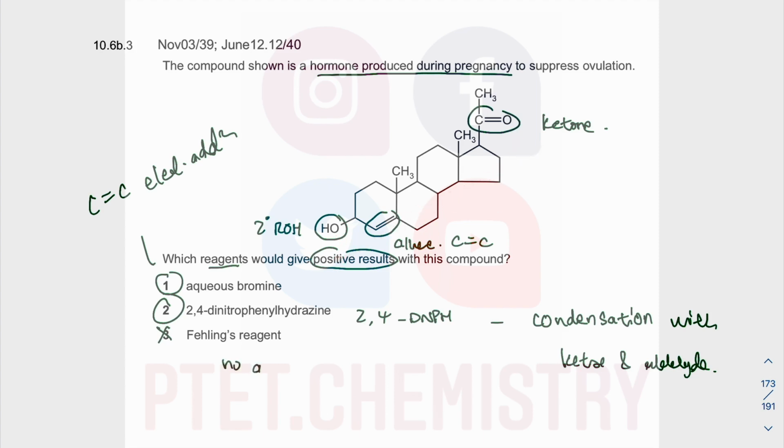So there's no aldehyde, and it will not turn this blue colored solution into a brick red precipitate, because this thing does not oxidize anything except for aldehydes. 1 and 2 only are correct. That's option B.